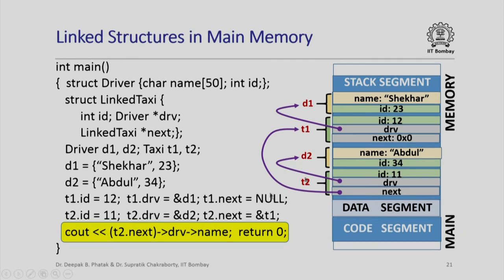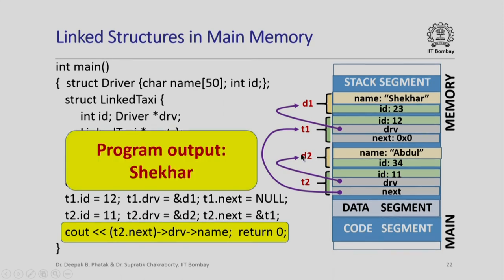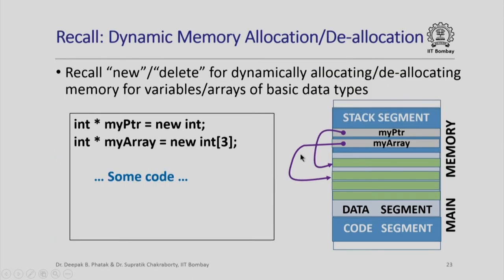So because of this arrow operator, we'll have to go to the object that that pointer points to, and we have to access the name field of that object, and there we get the string shaker, and therefore the output of this program is going to be shaker. Well, let us also see how dynamic memory allocation and deallocation can be done with structures.